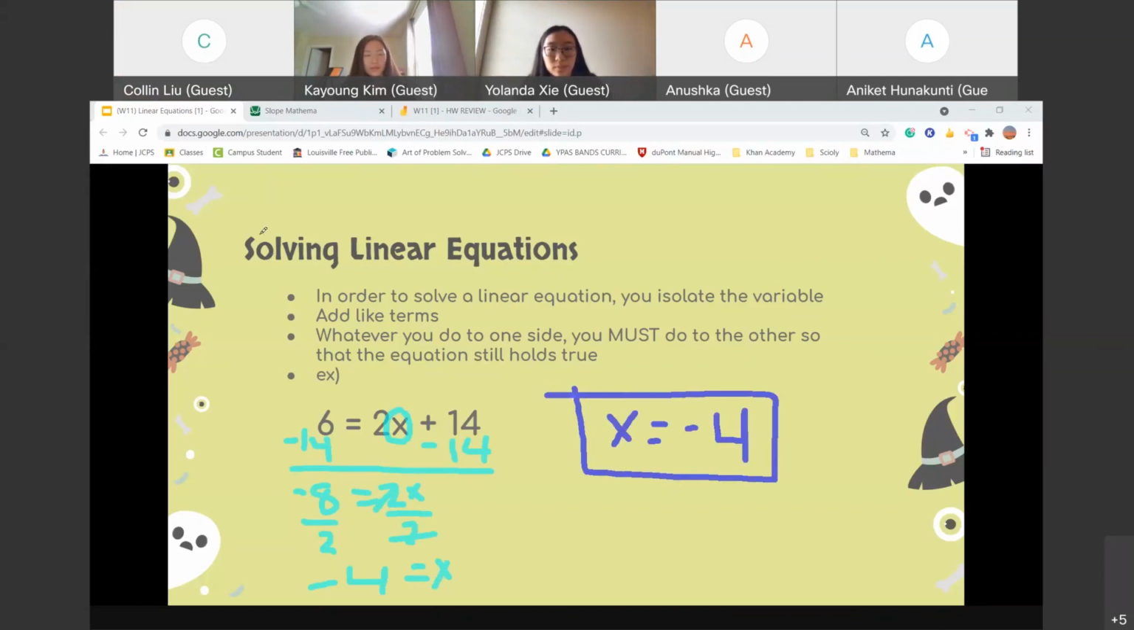I think another way to think about it is, what number times 2 plus 14 would equal 6? Yep, that's exactly right. And since 14 is bigger than 6, it has to be a negative number. Yeah, that's pretty smart. You're right.